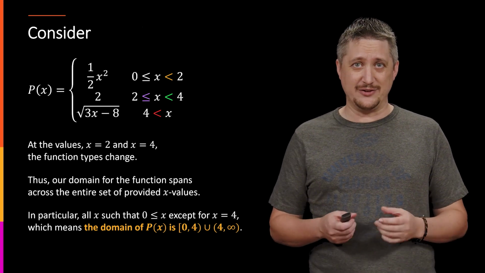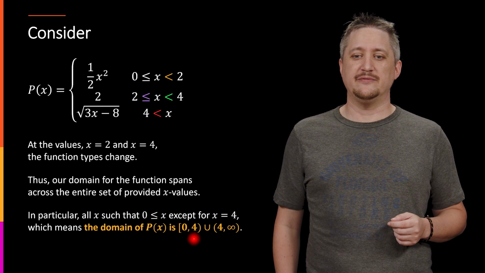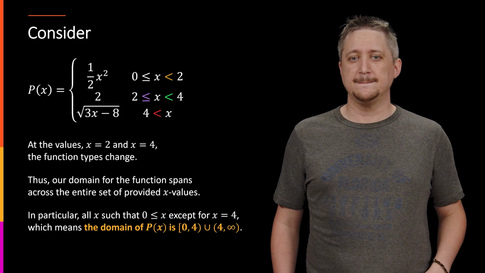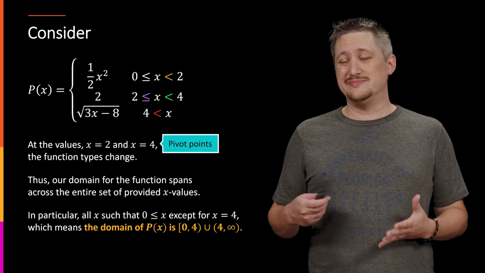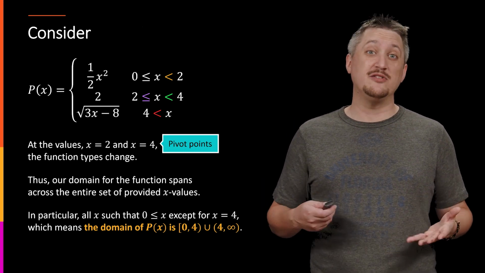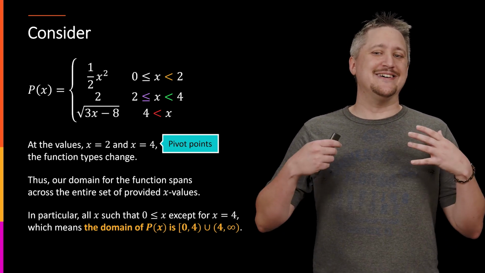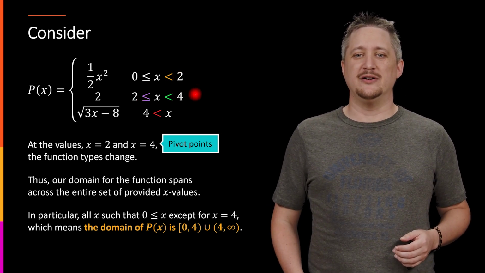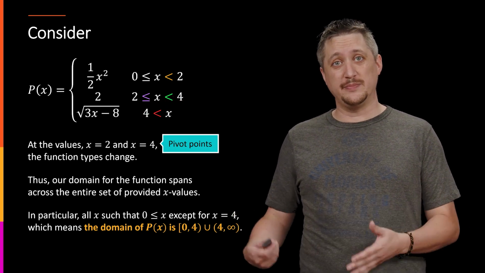If we write this domain out in interval form, we would have 0 to 4, where I'm including 0 but not 4, and then 4 to infinity, again not including 4. As a last note, depending on professors, settings, and various other things, sometimes you'll see these values called pivot points or transition points. Just putting that on your radar as a vocab thing. Where we're going from one line to another, like this 2 here or this 4 here, sometimes you'll hear those called transition points or pivot points.